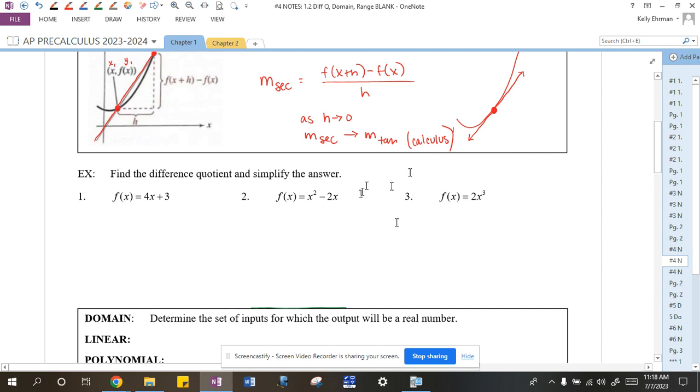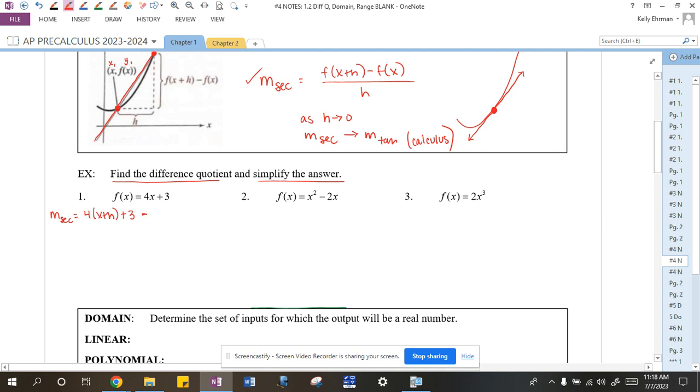Find the difference quotient and simplify the answer. Find the difference quotient, simplify. So apply this formula, simplify whatever you can. The formula first says f of x plus h. That means evaluate f when you plug in x plus h. So m secant is equal to, instead of 4x, it's 4 times x plus h plus 3. That's f of x plus h.